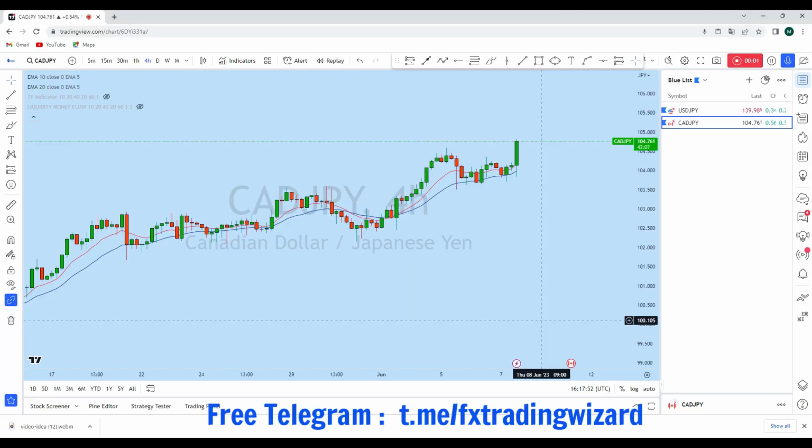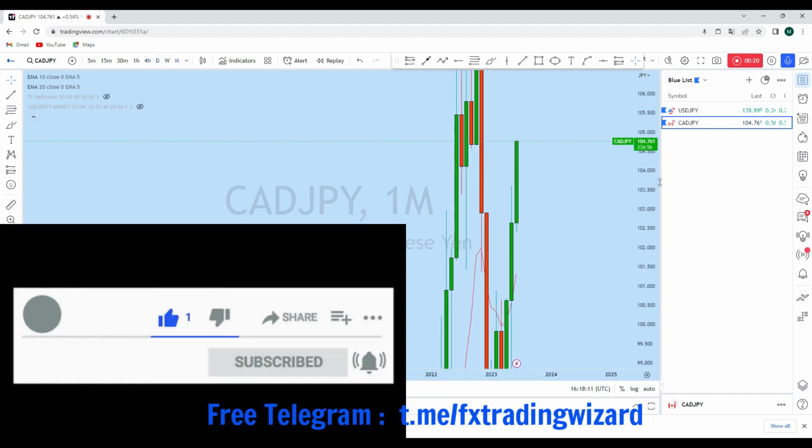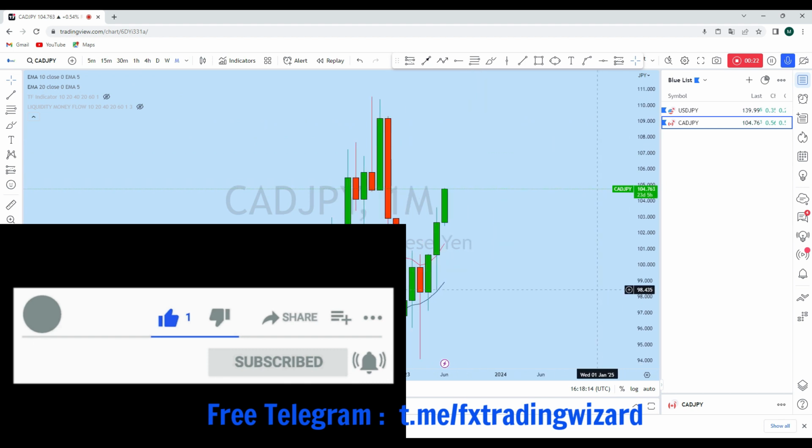Hello trader, I'm going to do a complete multi-time frame analysis on CADJPY and USDJPY. These are the two JPY pairs currently giving significant trading opportunity. Before we discuss how we can trade, first let's look at the bigger picture. I'll be looking first at the monthly time frame to see the overall direction in the market.